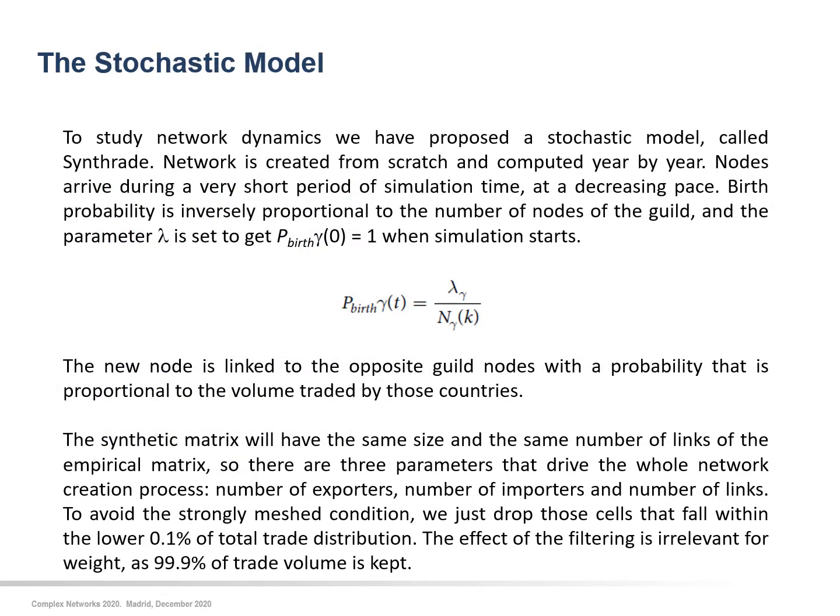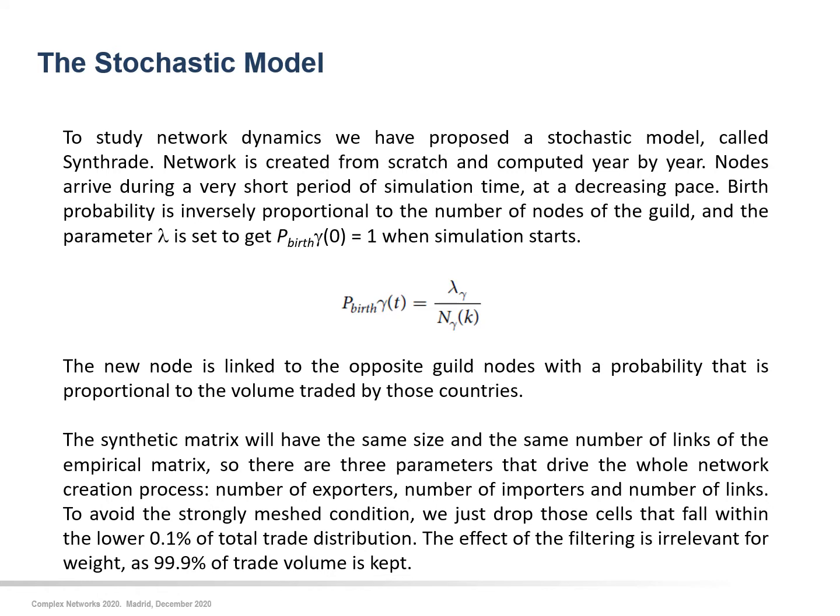To study network dynamics, we have proposed a stochastic model called Synthrade. The network is created from scratch and computed year by year. Nodes arrive during a very short period of simulation time at a decreasing pace. Birth probability is inversely proportional to the number of nodes of the guild, and the parameter lambda is set to get probability of birth equal to 1 when the simulation starts.